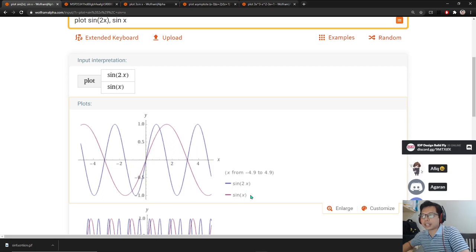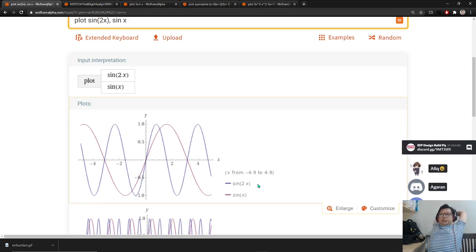If I plot sine x, you can see the amplitude is 1, of course, and the period is still 2 pi. What will happen if I put sine 2x? What changes? Is the amplitude changing? Period changing. Okay.